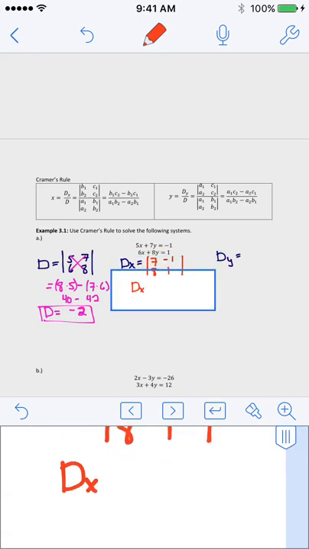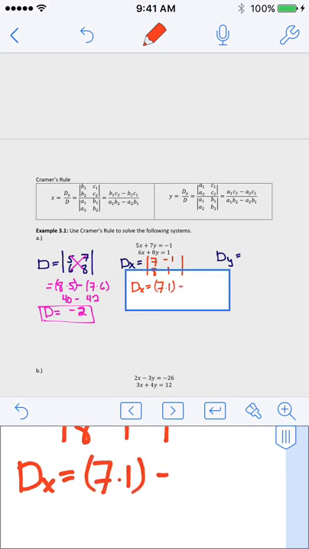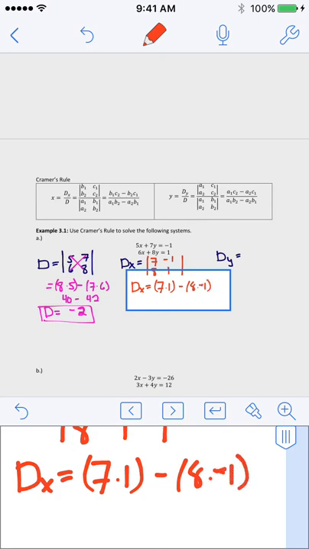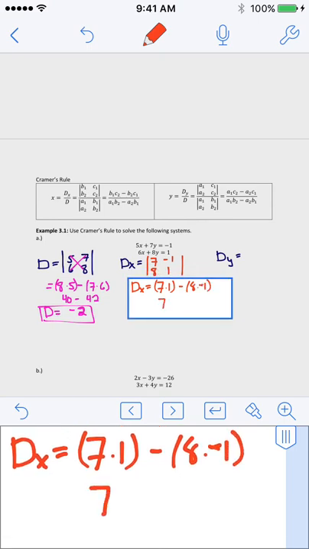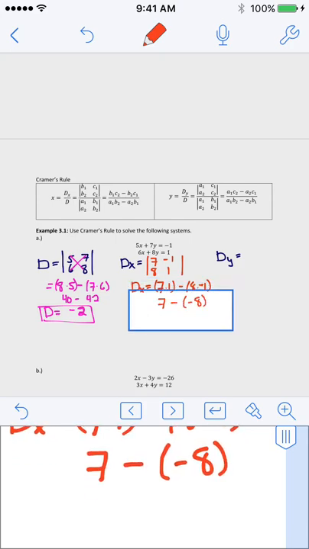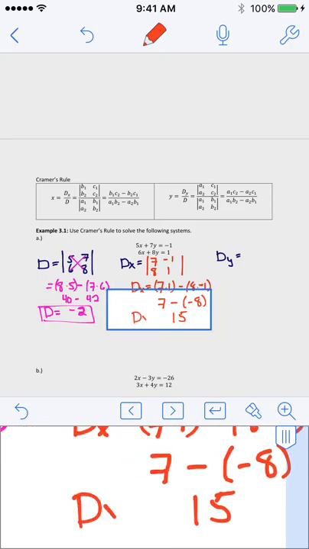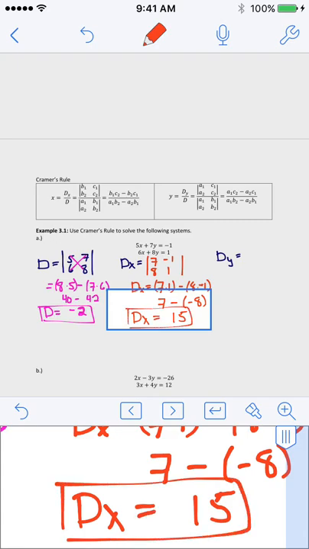So we've got our second matrix, and we're going to make it into a determinant. So d sub x is equal to 7 times 1 minus 8 times negative 1. So 7 minus negative 8. It's going to be 7 plus 8, or 15. Fabulous. So we got 15, and that will be d sub x. All right, there's our second determinant, our second number.